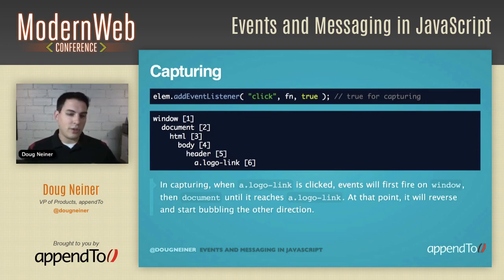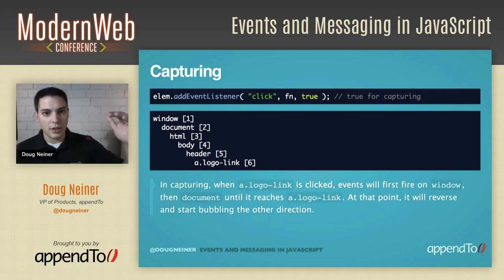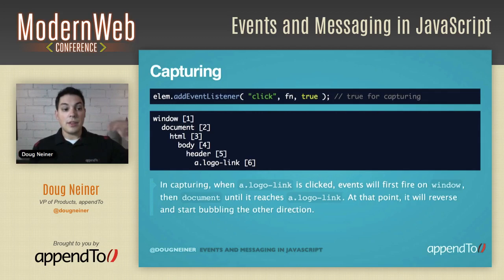And there's a huge history to this. You can read about it on Quirksmode, on his website. It talks about the history there. But the idea is that capturing starts at the topmost element in your DOM. In this case, it's going to start with window, then document, and then go on down until it gets to the element that you started the event on.